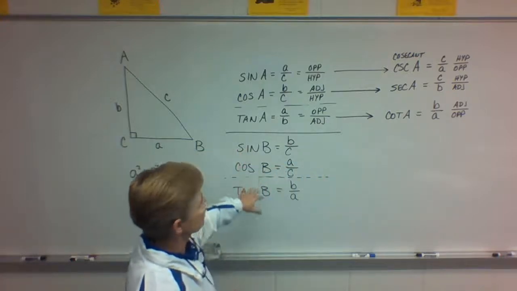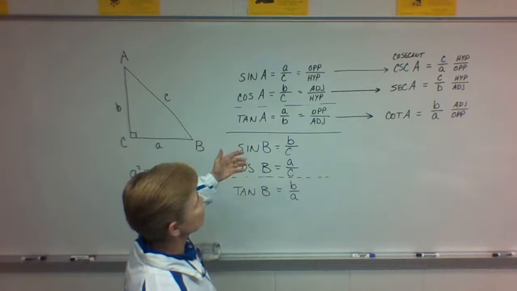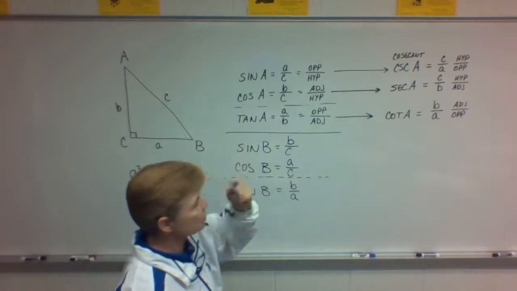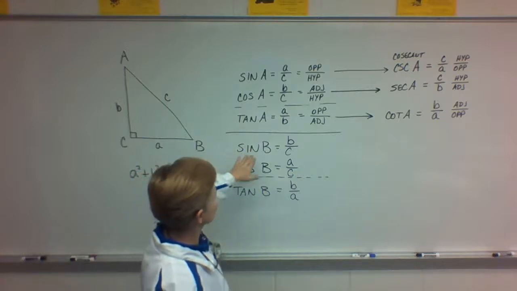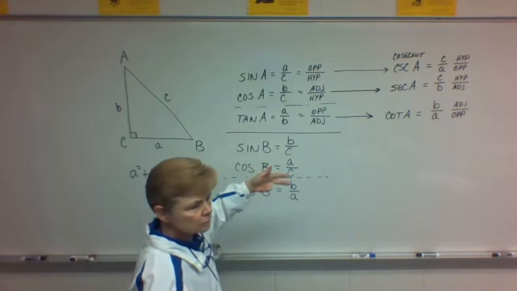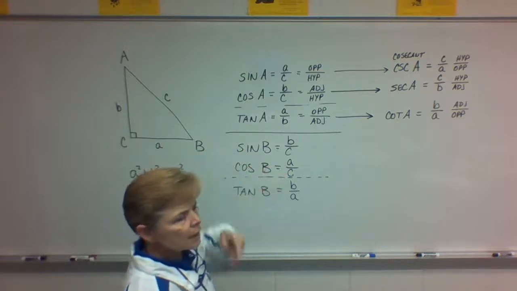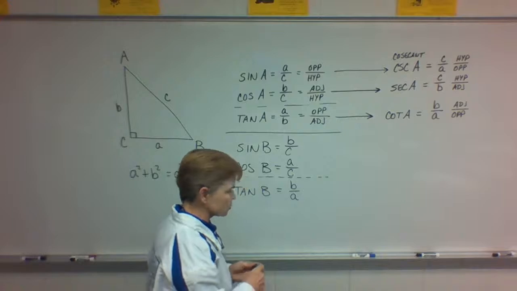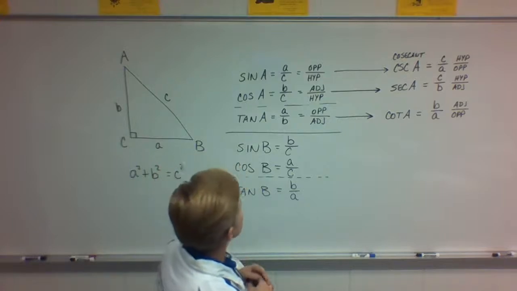I'm not going to do these bottom ones because if you want to know what the cosecant is, all you have to remember is that cosecant's related to sine. So go find the sine and flip it over. And this is how you can remember what goes with what. I hope this will help you.